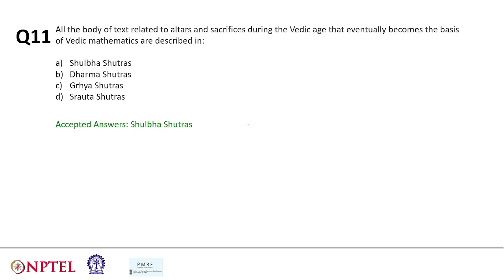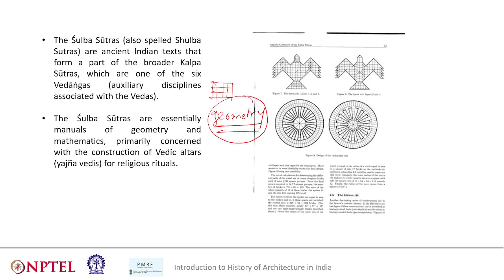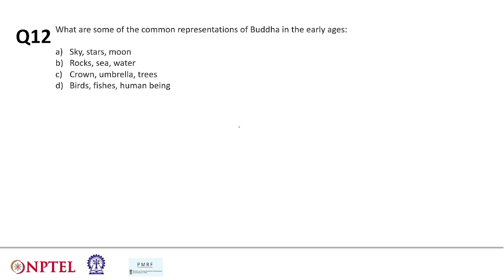Also, you'll find that there are several other sutras during this Vedic age, for example, Dharma Sutras, Grihya Sutras, the Shrauta Sutras. But right now, they are not of any concern for us. The Shulba Sutras are something which has been mentioned in the lectures, and I hope you all remember the name. Okay. The last question that we have from the theoretical or the verbal questions is question number 12.